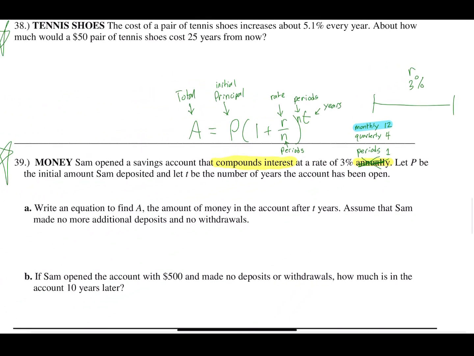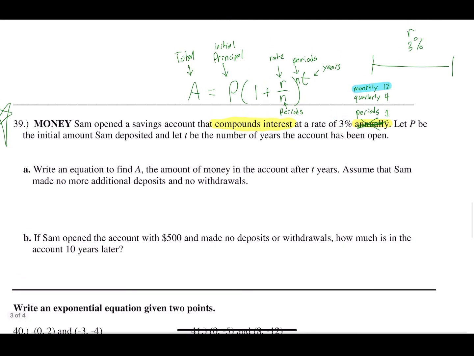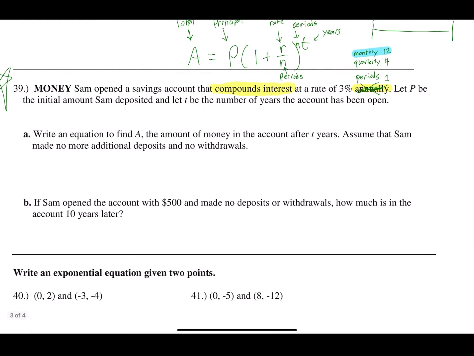So Sam opened a savings account of compound interest at a rate of 3%. So we know our r, 3%. Let P be the initial amount. Well, thank goodness they told us. Principal is the initial amount Sam deposited, and let T be the number of years the account is open. Find an equation to find A, the total amount after T years. Assume that Sam made no more additional deposits or withdrawals.